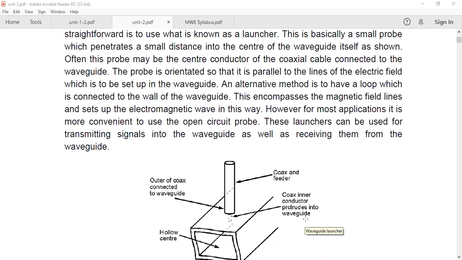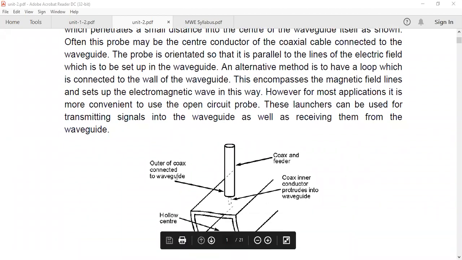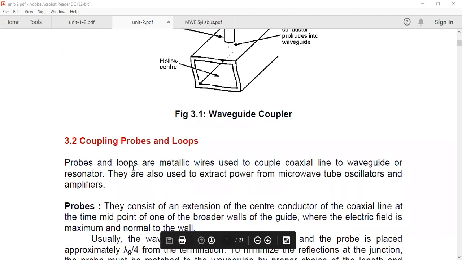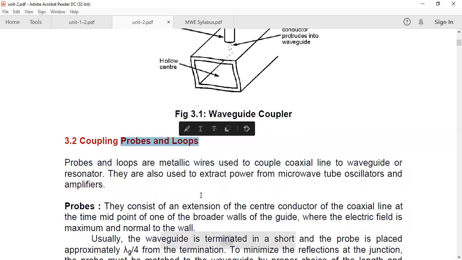Waveguide is rectangular in shape. Suppose we take the rectangular waveguide, the metallic structure, which we are using as a transmission line. We need to feed the signal to our waveguide. There we require different types of connections. We can have the probes and loops. Please remember carefully, the couplings are of two types: probes and loops.